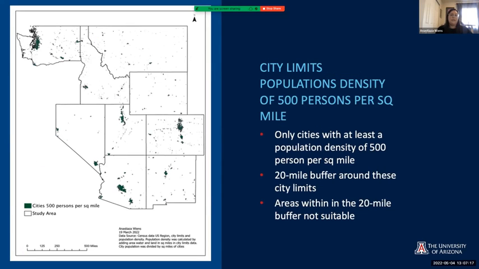City limits. So these are all the city limits that have 500 persons per square mile or greater. Nuclear power plants can't be placed in a highly populated area, and they also have to be at least 20 miles away from these highly populated areas. So a 20-mile buffer was created, and nuclear power plants also couldn't be within those city limits. All those areas are off limits and were deemed not suitable.